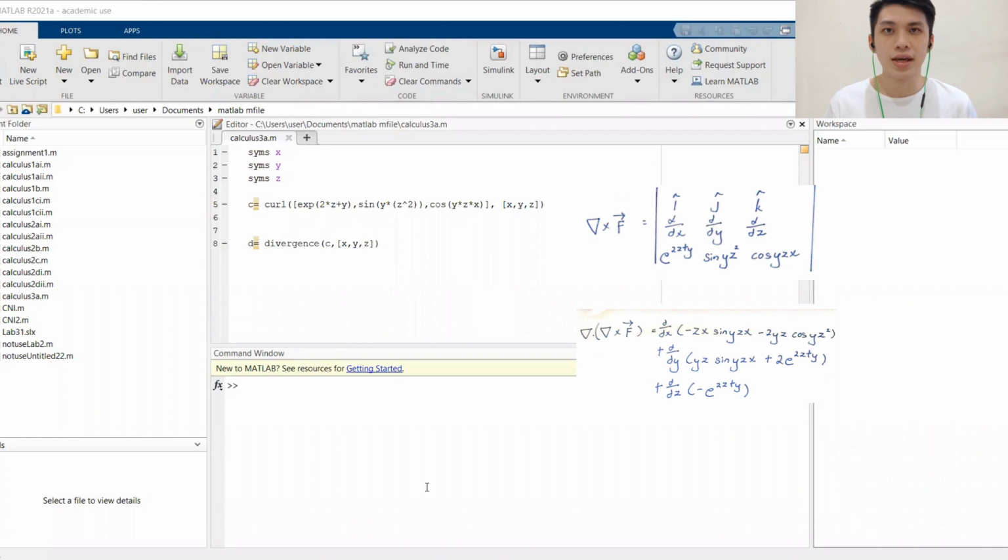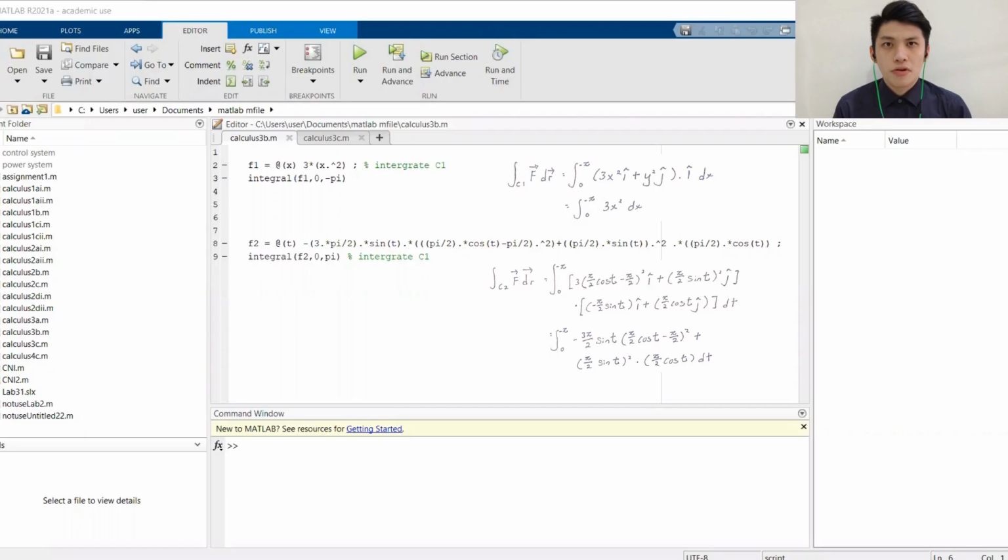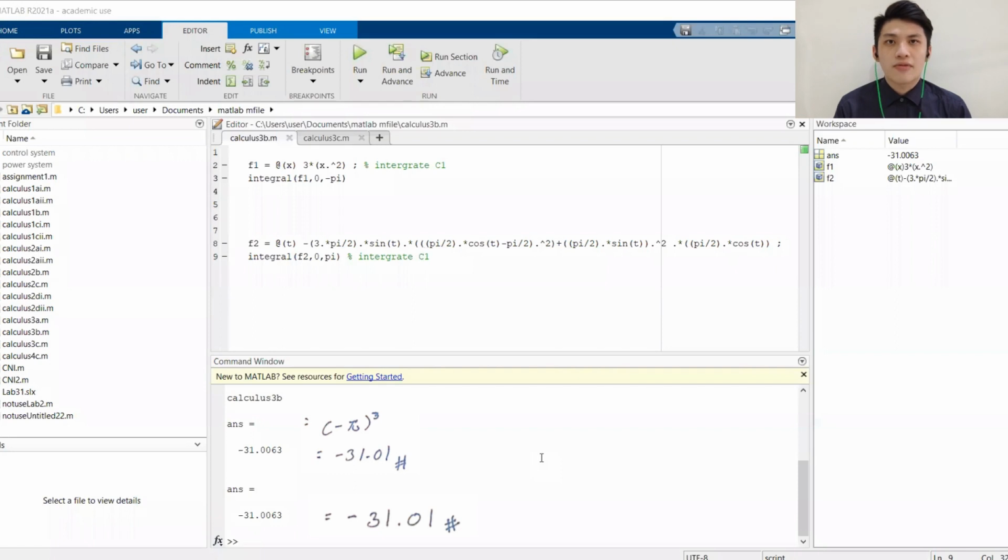For question 3a, this is the coding for divergence of curl or vector. The result is 0. For question 3b, this is the coding for finding the work done. The first coding is integration of C1 and the second coding is integration of C2. The result is negative pi cubed, or negative 31.01.